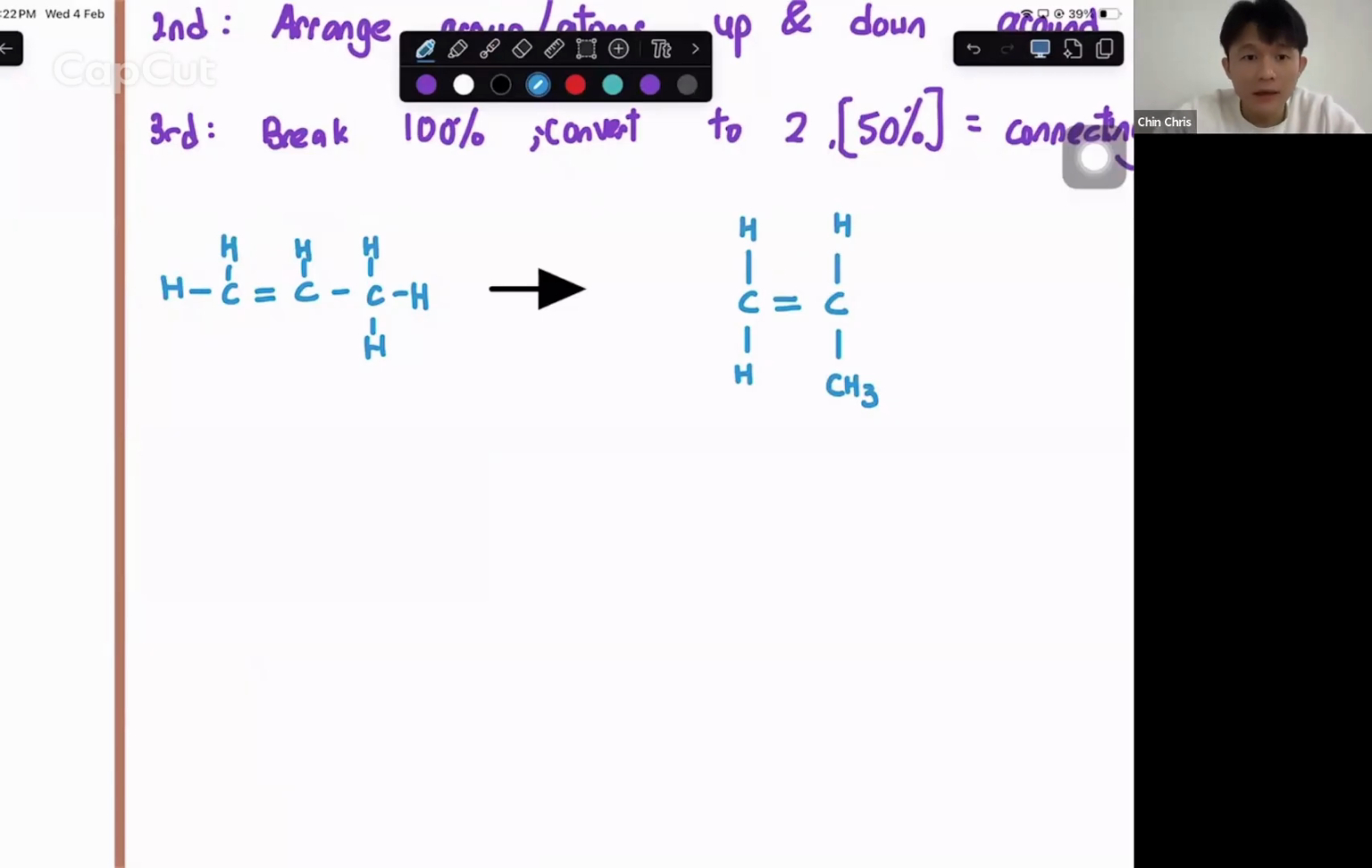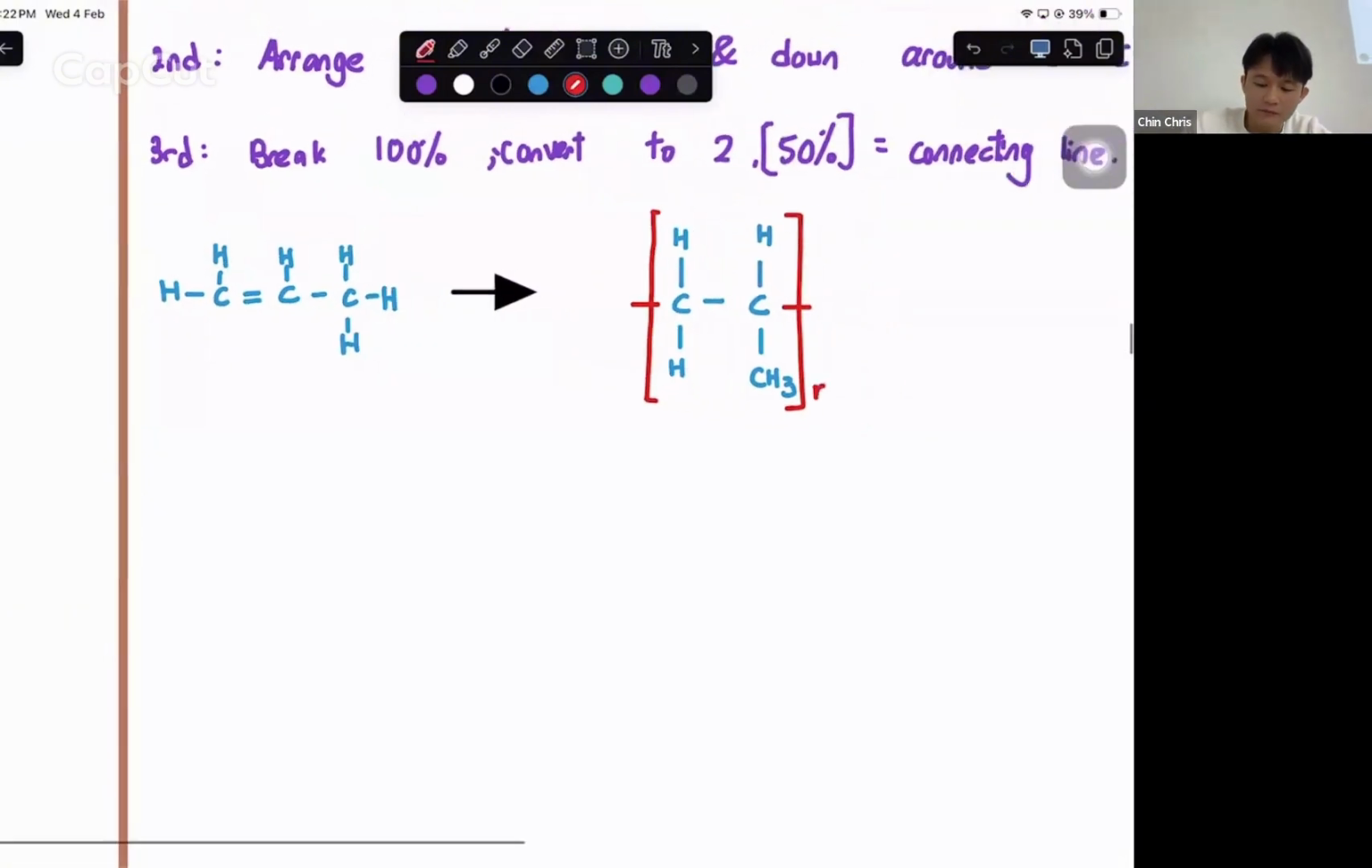Clear? And guys, whenever you see a double bond, this entire line is 100%. Remember this. We're going to break this 100%. Once you break it, you take 50% to the left and 50% to the right, so it turns into two little connecting lines like that. That is my polymer. So remember, when you break the 100%, there will be two connecting lines on the left and right. Done.